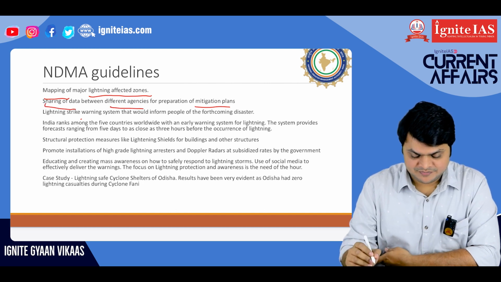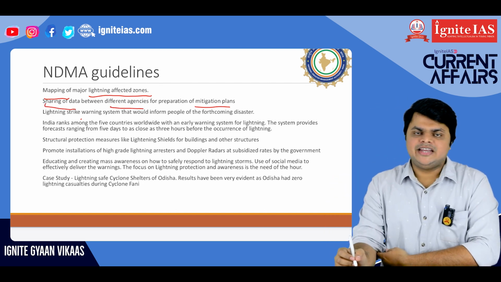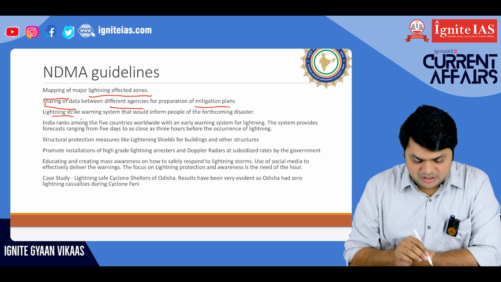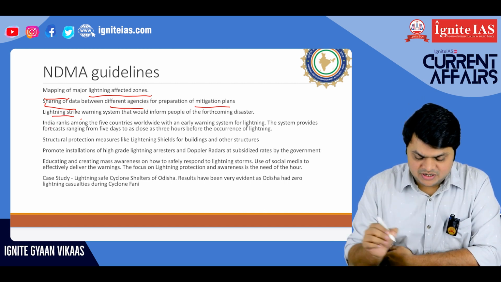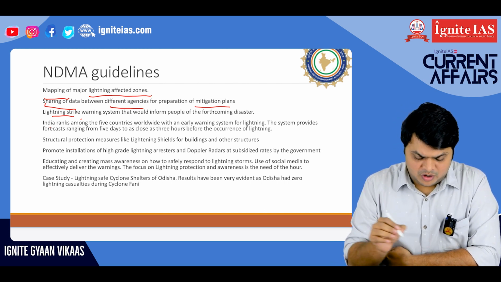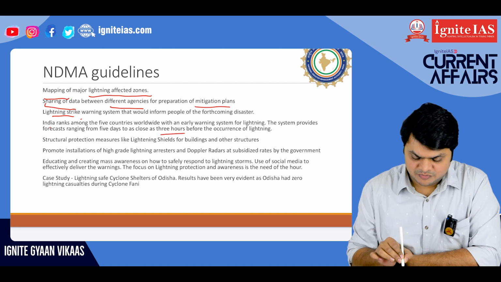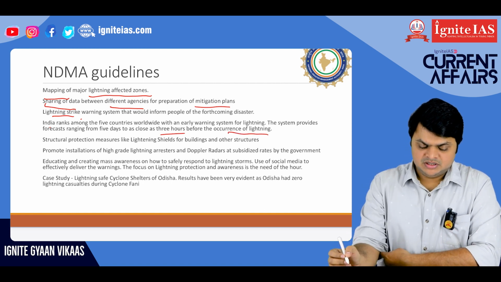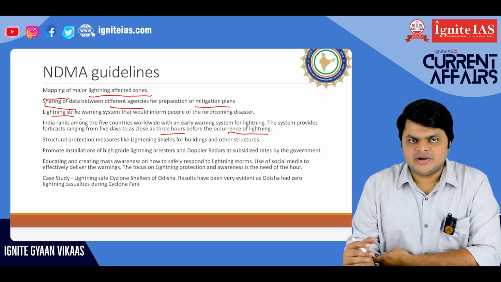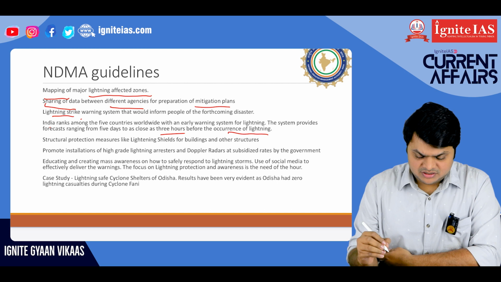Also, the NDMA guidelines suggest that there should be an early warning system with regards to lightning. India is among the 5 countries in the world which has an early warning system for lightning. It can provide the early warning from 5 days to as close as 3 hours before the occurrence of lightning. So once we have this early warning system in place, if there are high chances of lightning, what measures should be taken should form part of the next plan.